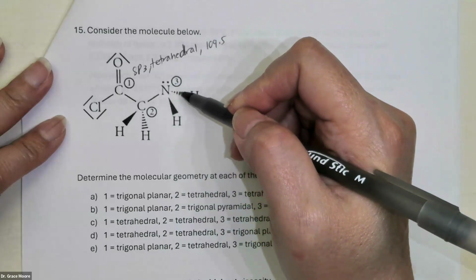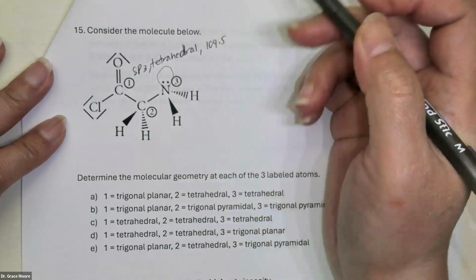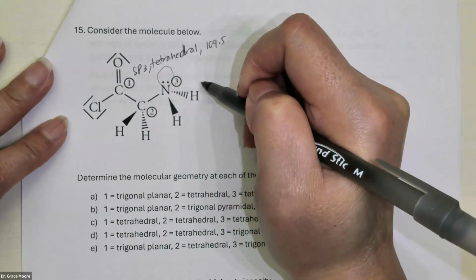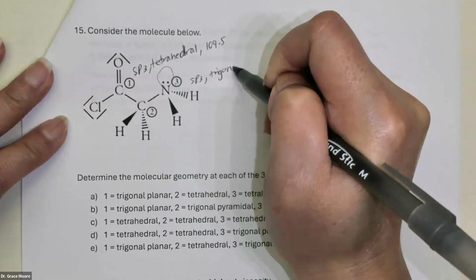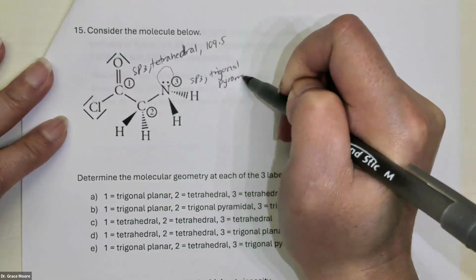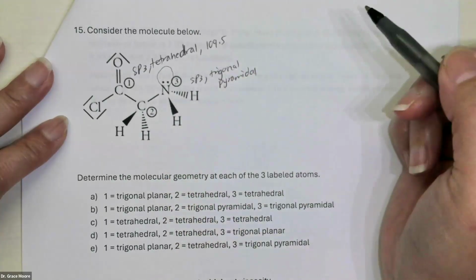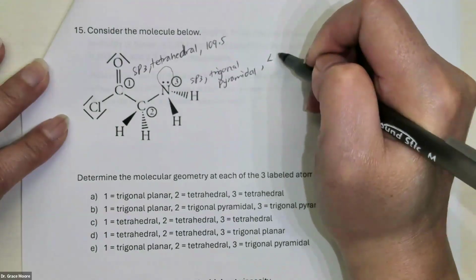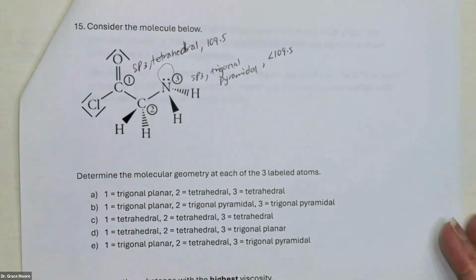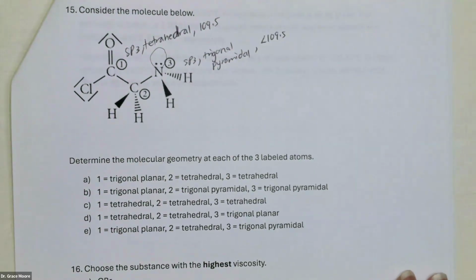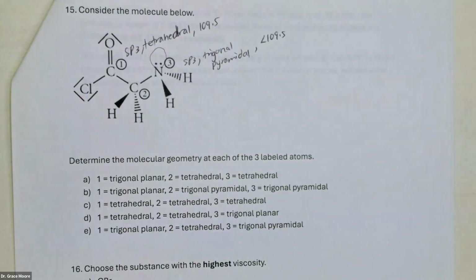The third atom is a nitrogen. It has 4 groups, but one of them is a lone pair. So that means this one is still sp3 hybridization, but it's trigonal pyramidal. You can kind of see the pyramid on the bottom there, and then the lone pair is on the top. And the bond angle is slightly less than 109.5. With one lone pair, we typically say it's around 107-ish. So the geometries here for each one will be tetrahedral, tetrahedral, and trigonal pyramidal.